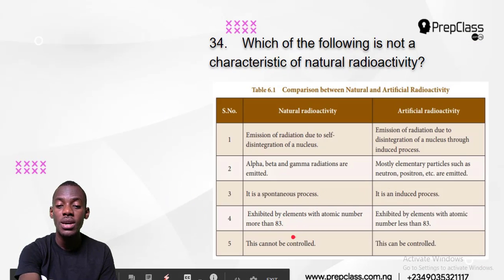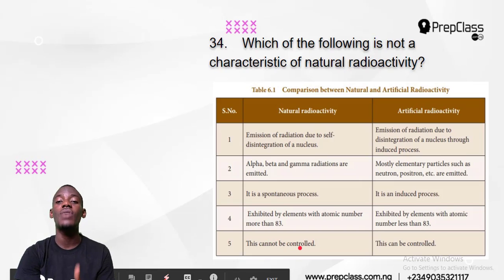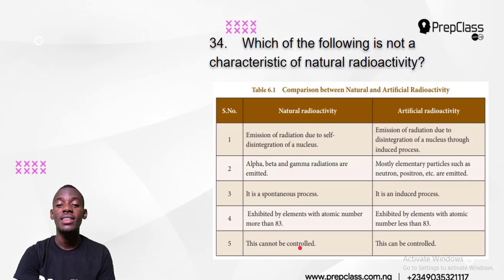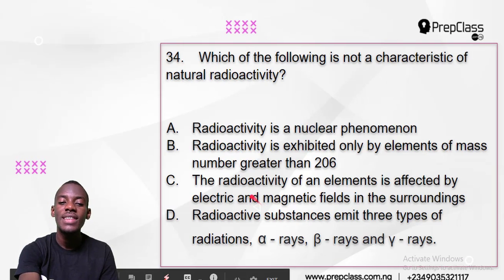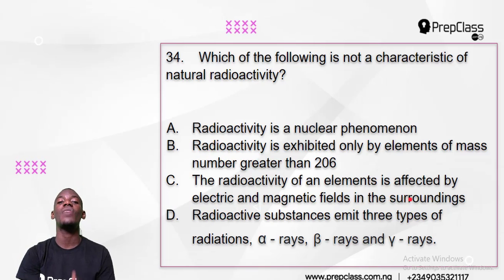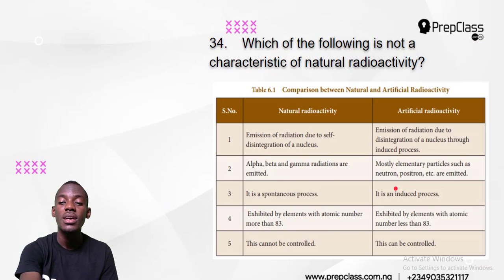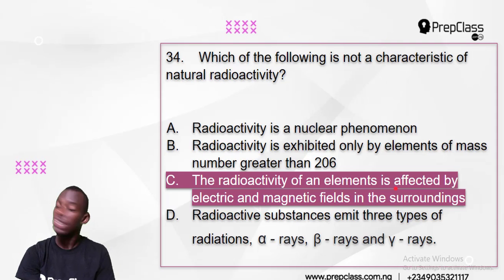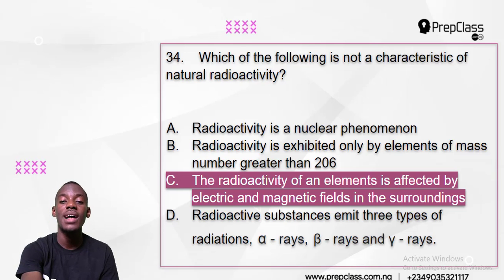Now you can't see it here. It cannot be controlled. That's also true. Natural radioactivity cannot be stopped. It's continual. That's why it is a spontaneous process. But this statement that the radioactivity of an element is affected by electric and magnetic field in its surrounding is not true, because natural radioactivity occurs on its own. It cannot be stopped, and it is not affected by magnetic or electric field in nature. So the wrong answer is therefore option C. It is not affected by electric and magnetic field in its surrounding, and that is the answer to that question.